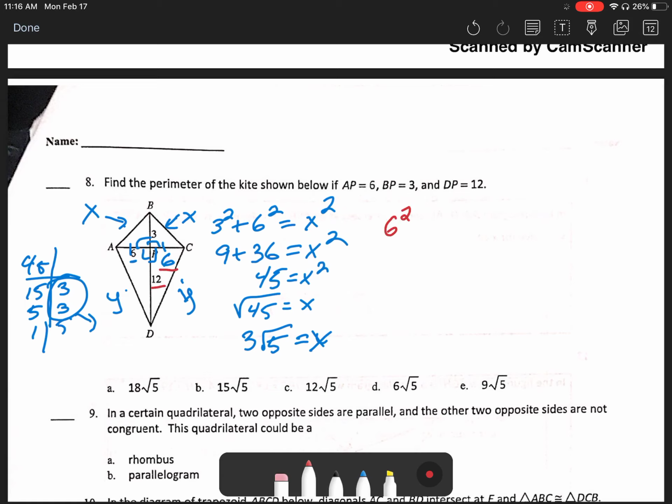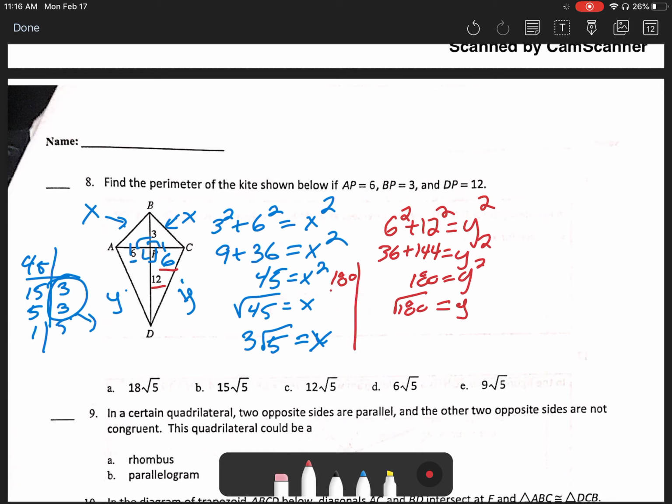So I'm going to do 6 squared plus 12 squared is equal to y squared. That's going to be 36 plus 144 is equal to y squared. 180 is equal to y squared. Y is equal to radical 180. We do our simplification of 180 over here.